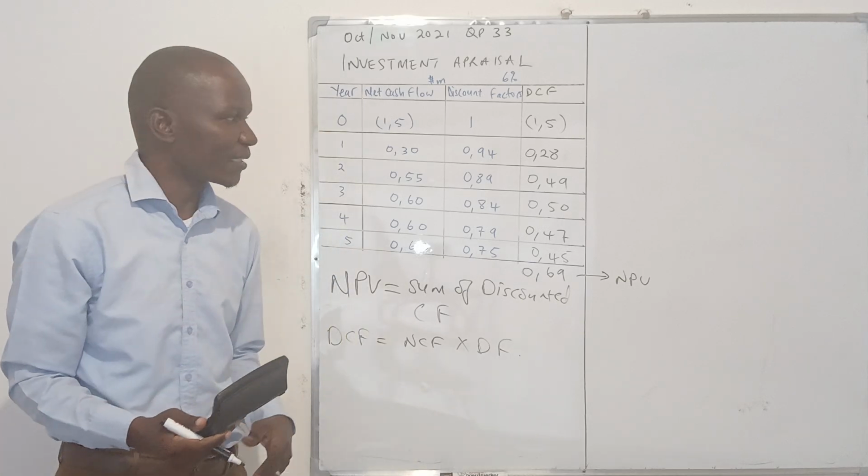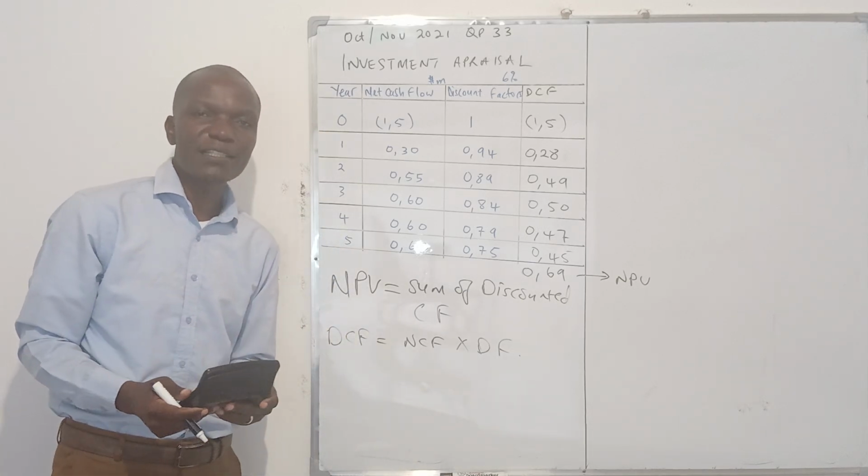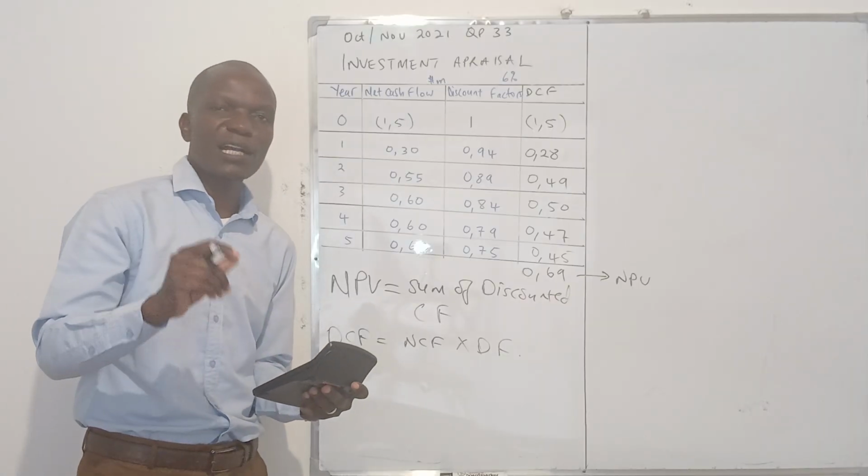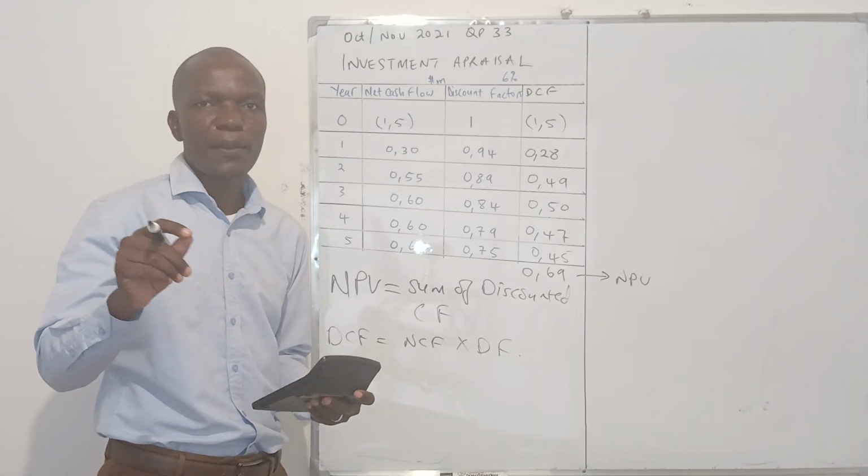Very simple like that. It's just the sum of discounted cash flows. In the next episode, I'm going to be calculating the payback period for you.